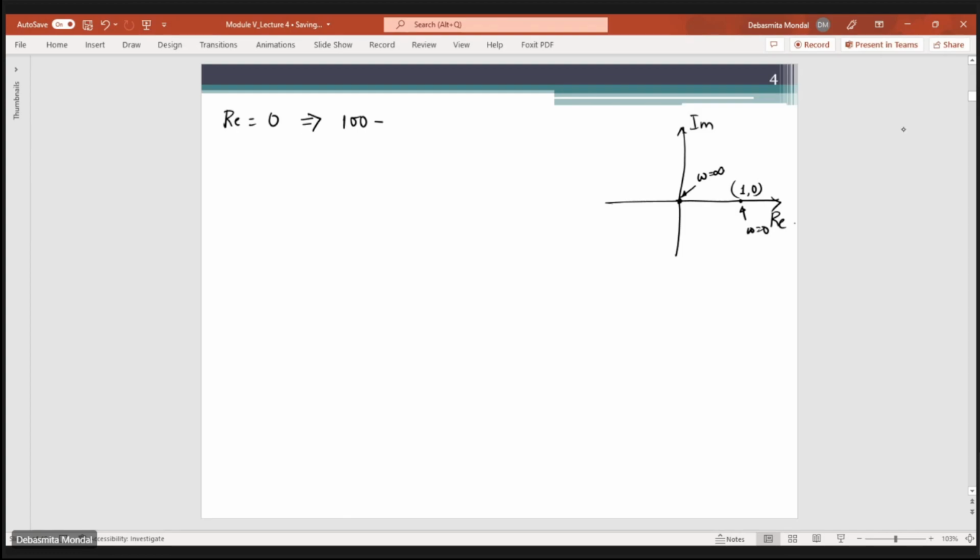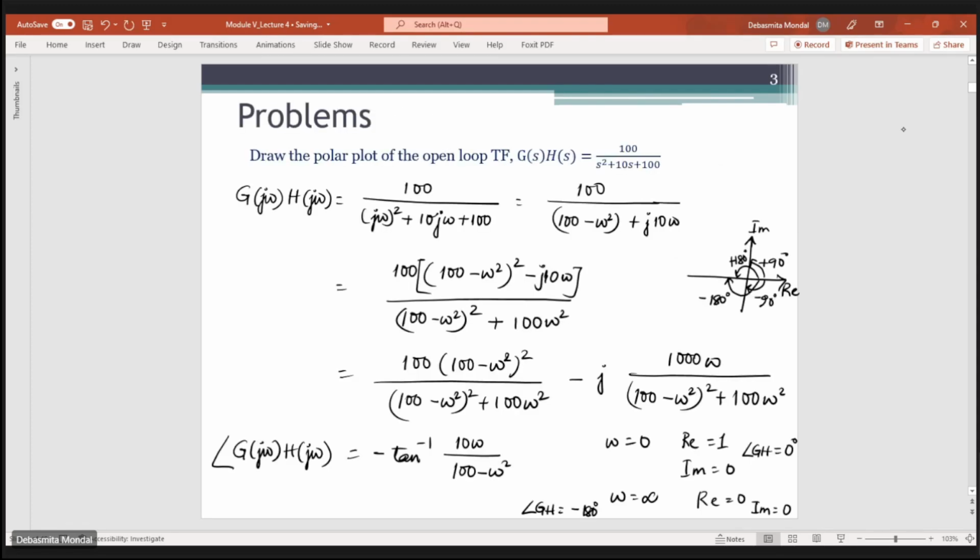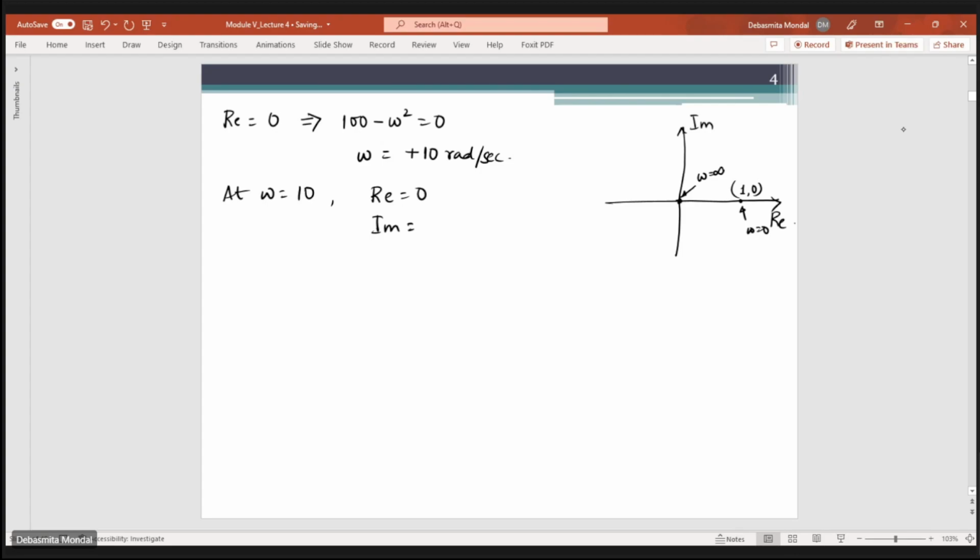So this implies that 100 minus omega square is equal to 0, which means omega is equal to plus 10 radian per second. At omega equals 10, the real component is obviously 0, and for the imaginary part you simply substitute the value of 10 in this part, and you will get that the imaginary part is equal to minus 1. So the polar plot will intersect at the point 0, minus 1, which is at omega equals 10.